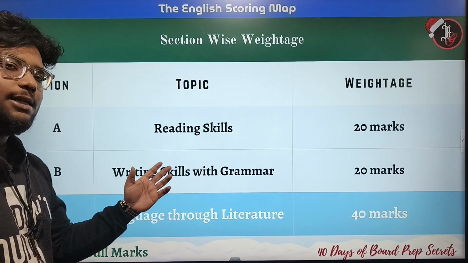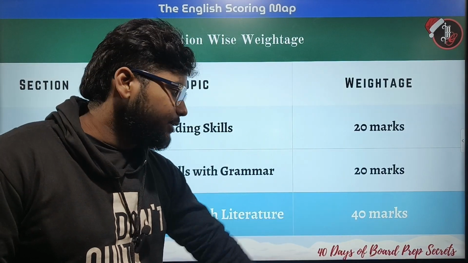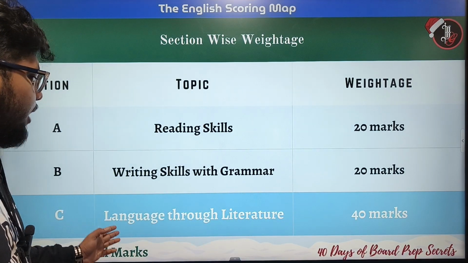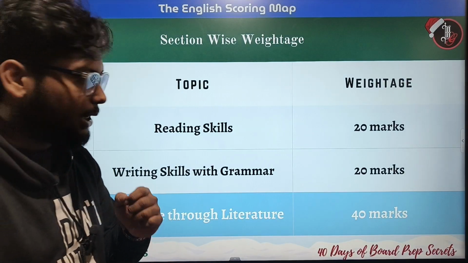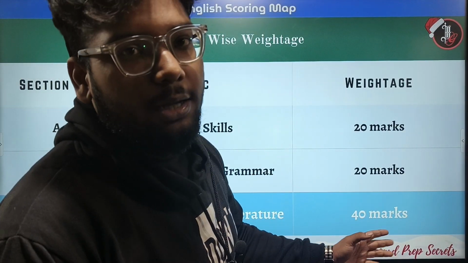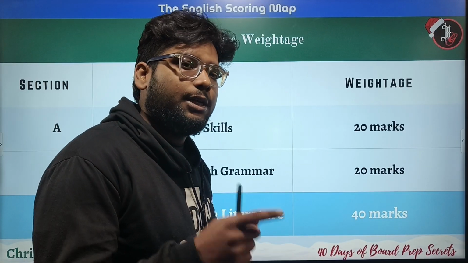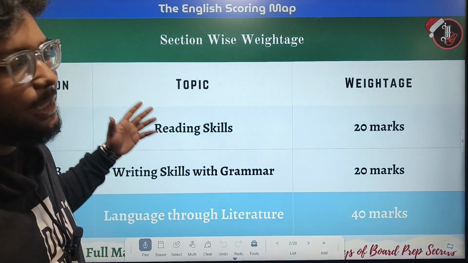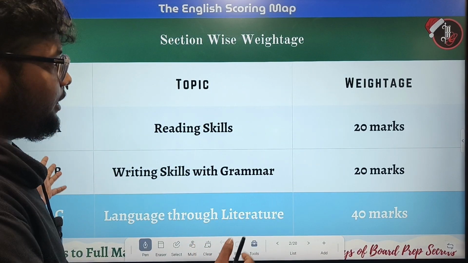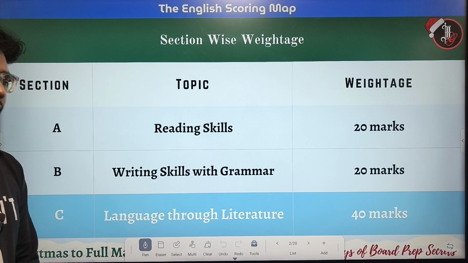Then we have writing skills and grammar. In the writing skills and grammar section, we also have 20 marks. And lastly, we have the language through literature, which is a very important section, and we are getting 40 marks over there. And 40 marks are very big. So now let's jump up to the next section. If you guys want, you can take a screenshot of this slide. It will be very helpful.